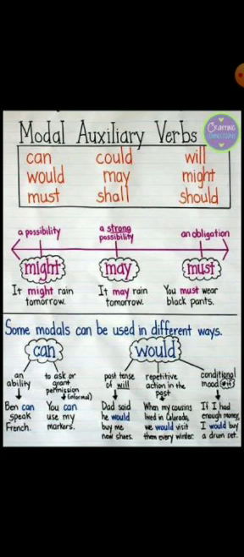So, for example, he said that he would accompany me. He said means it is a past form. Next example, would you help me in completing this work? Means it is a polite request. If someone requests you, would you please help me in completing this work?